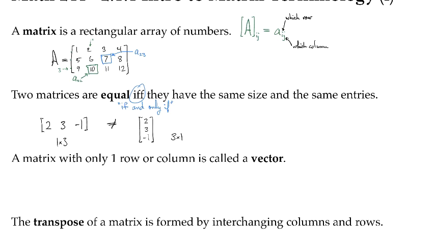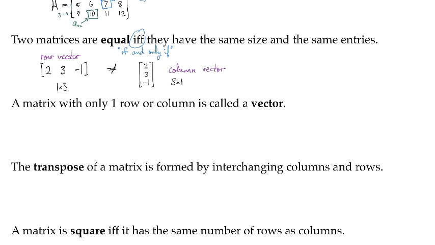And so we have a special name for this. A matrix with only one row or column is called a vector. And so here we have examples of a row vector of length 3 and a column vector of length 3.